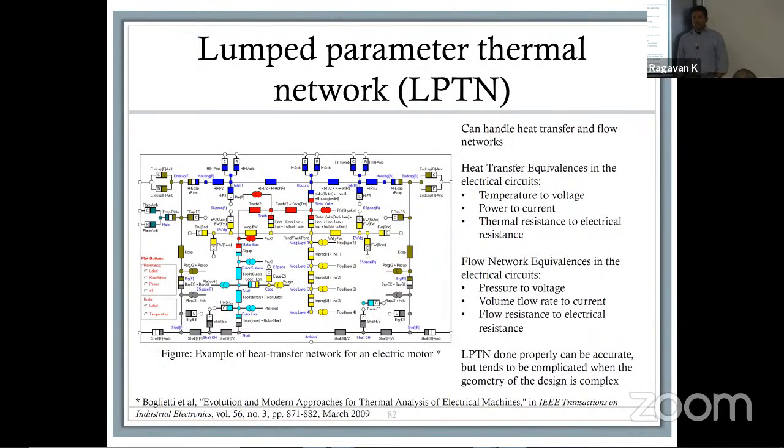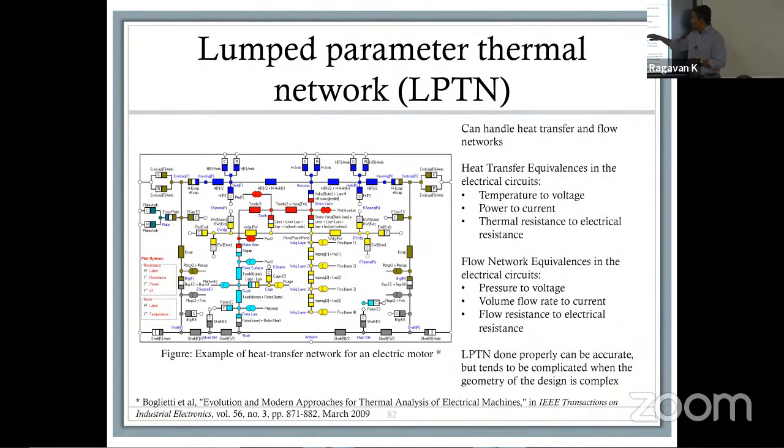LPTN, or lumped parameter thermal network model, is what appears to be simple. Actually, it's a very effective model. It is a relatively complex model. It looks very complex, and it is somewhat in some cases, depending on the level of granularity you want to create. This is specifically by Professor Boglietti, who had a paper on this topic. It is in IEEE Transactions on Industrial Electronics, and you can see they specifically talked about heat transfer equivalence. They talk about what it looks like for an electric motor.